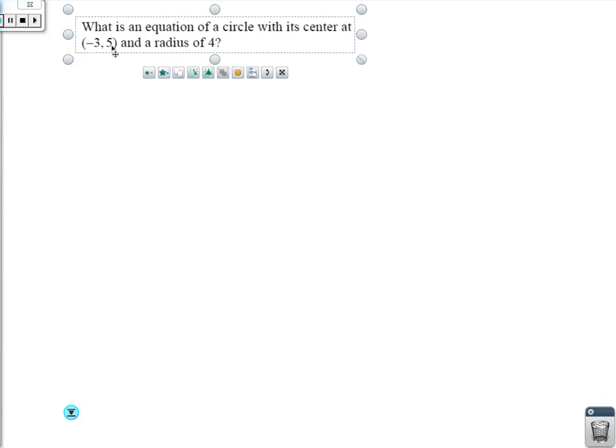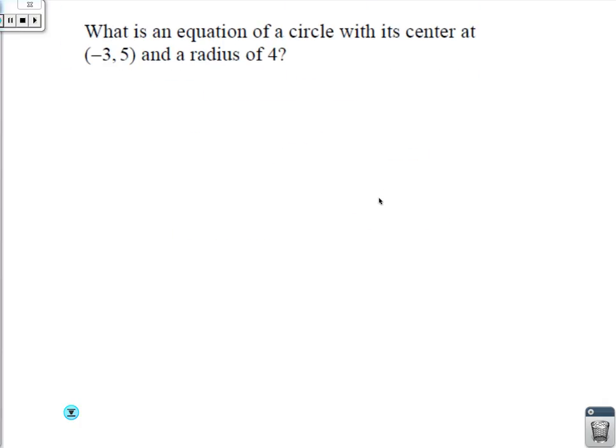The equation of a circle, we did this as a warm-up today. The equation of a circle with a center at negative 3, 5 and a radius of 4. All circles look like this: x squared plus y squared equals r squared. All circles are of that form.